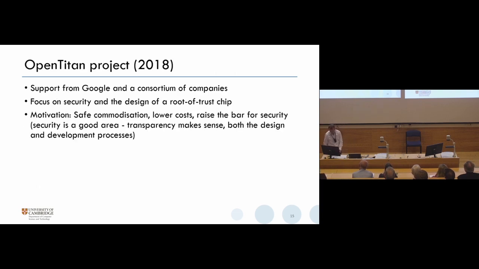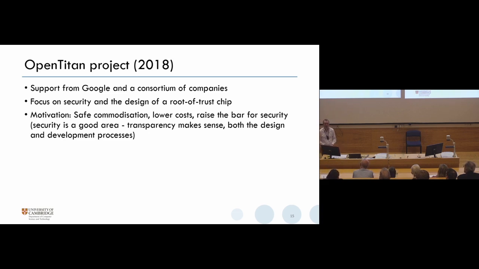Luckily, in 2018, the ideal project came along. We'd been talking to Google for some time, and Google and others set up the OpenTitan project. This is a consortium of companies, and the focus here was the design of a secure microcontroller running a root of trust application effectively, so the design of a silicon root of trust. And the motivation was really safe commoditization, lower costs, also wanting to raise the bar for security. From Google's point of view, or any of the companies involved, raising the bar for security in the tech industry in general is a good thing and benefits everybody. So it was the ideal project, really, for an experiment in open source hardware.